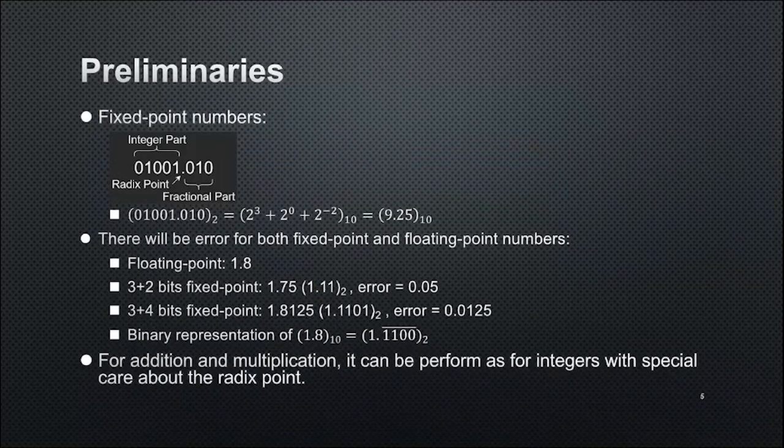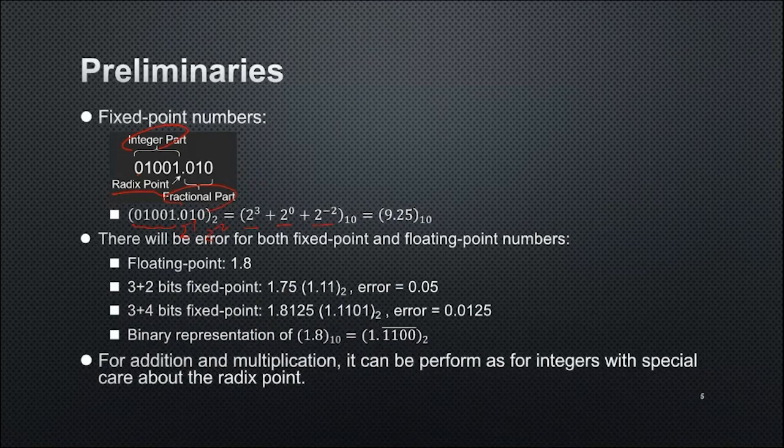Next is about the fixed point numbers. So here shows an example. It composes of the integer part and fraction part and a radix point. To interpret the number, the integer part we just interpret as a binary integer, and the first bit after the radix point is 2 to the -1, and the second is 2 to the -2, and so on. So the number here is 2 to the 3 plus 2 to the 0 plus 2 to the -2.